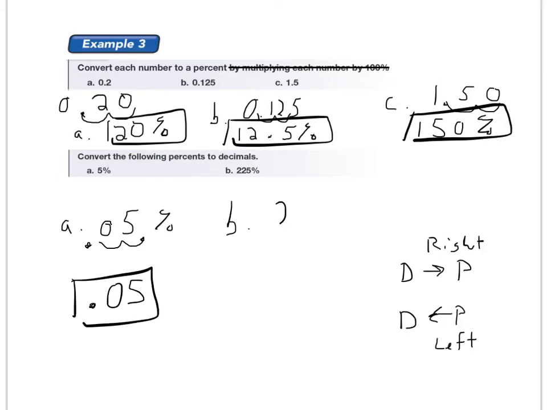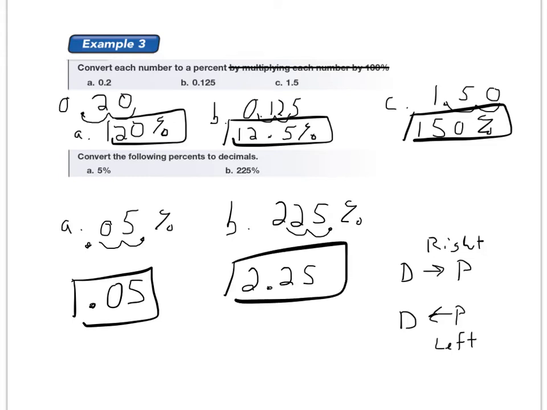And in B, we've got 225%. Again, there would be a decimal right here. I move it to the left twice, so it's 2.25. There. So from decimal to percent, we move the decimal to the right twice, and from percent to decimal, we move to the left twice.